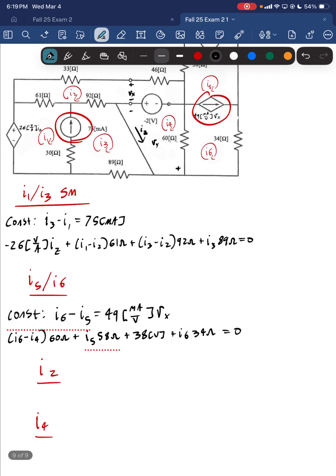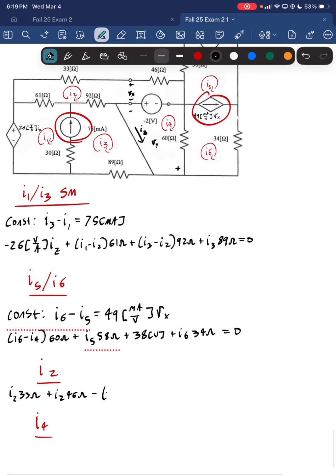Okay, so our equation for I2 is just going to be I2 times 33 ohms plus I2 times 46 ohms minus negative 2 volts. So plus 2 volts.